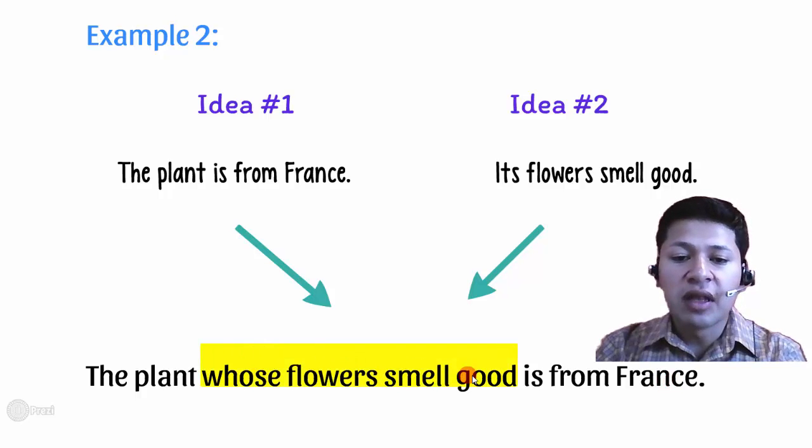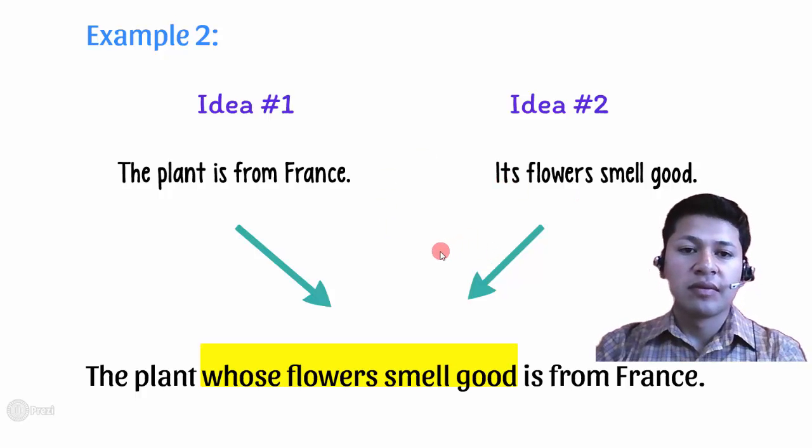Here we have the relative clause, and here we have whose. Again, it is important to remember that we use whose with the idea that shows possession, which is idea number 2, its flowers.